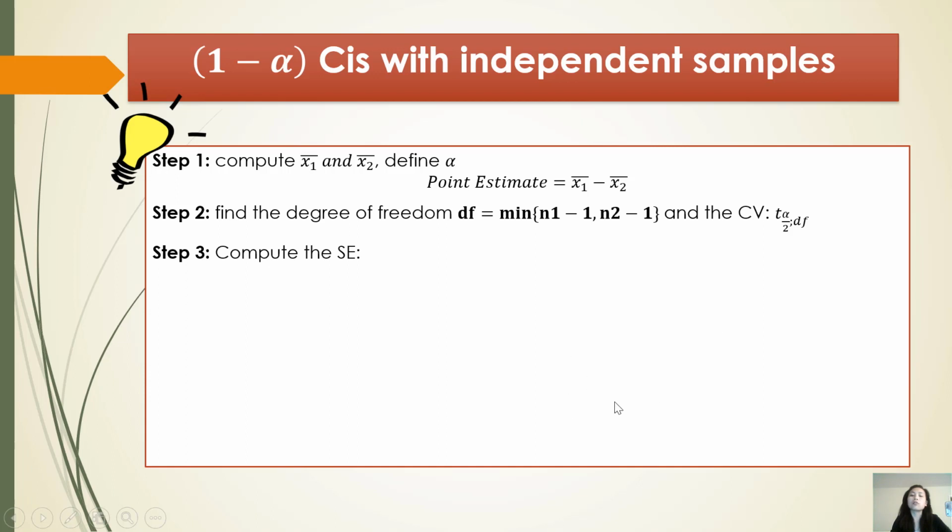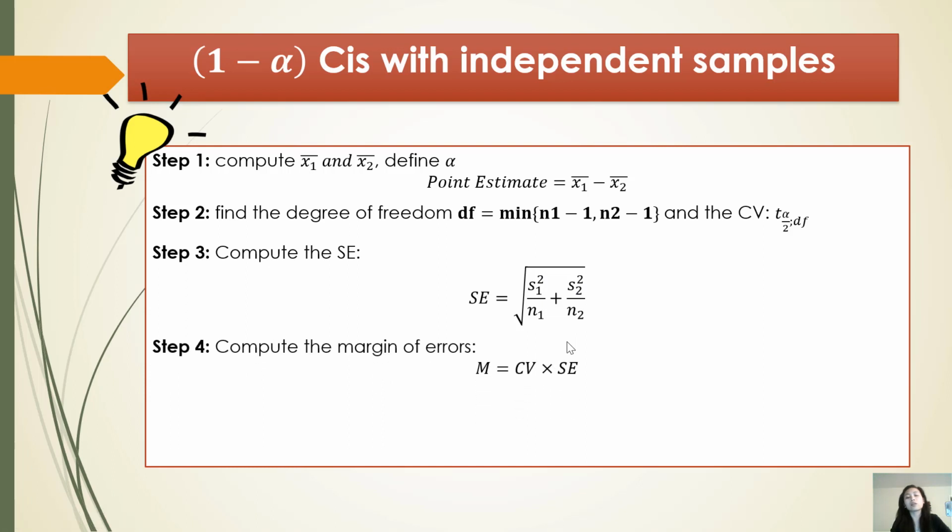So the sum of the two tails should be alpha, and each tail should be alpha half. I repeat, we want to have 1 minus alpha in the middle, so the sum of the two tails should be alpha, and each tail should be alpha half. The standard error should be the square root of s1 squared over n1 plus s2 squared over n2, and the margin of error is the product of the critical value and the standard error.